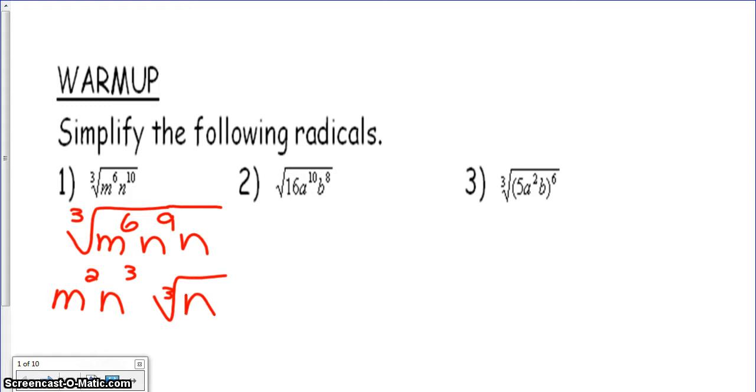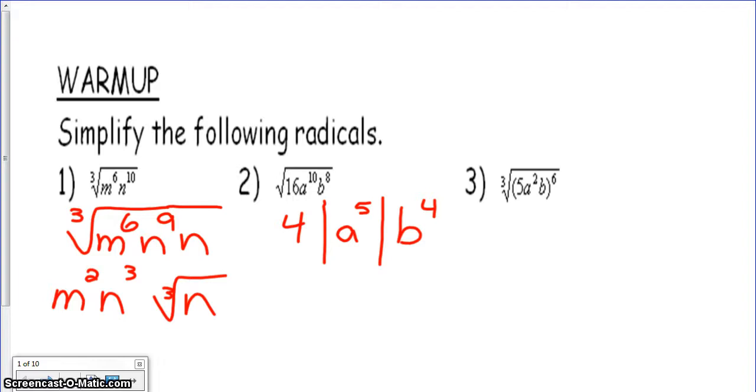Next one, we have a square root. So our square root of 16 gives us 4. The square root of a to the 10th is a to the 5th, but remember, it must go inside our absolute value bars because it's the even power divided by an even root gives you an odd exponent rule. And lastly, b to the 8th divided by 2 is b to the 4th.